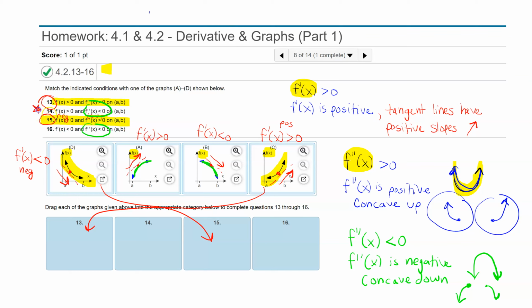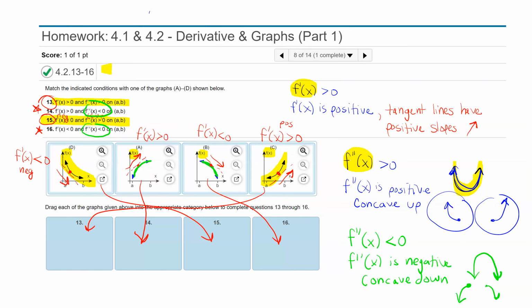So 14 is saying that the first derivative is positive. That's where my tangent line is pointing up. So I'll match A to 14. And number 16 is saying that the first derivative is less than 0. That means negative. That means that tangent line would be pointing down. So I would match that over there with 16.